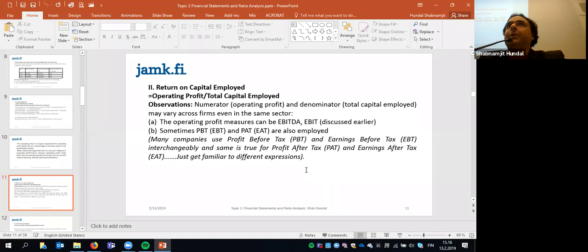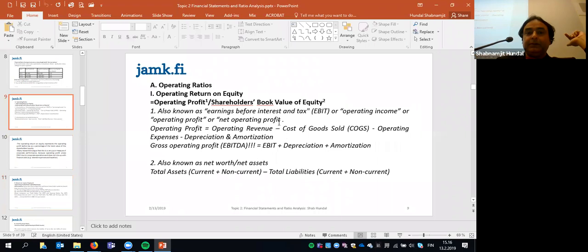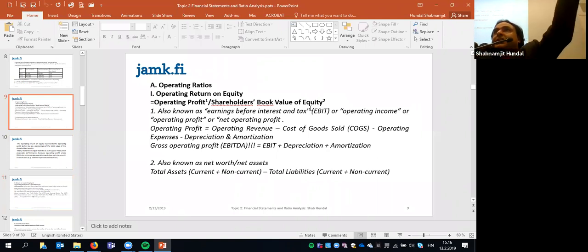Remember, these things are very important. You must understand these things right now. Keep yourself active and awake, because if you miss out these things, it can be a little bit complicated for you to search for them. There are two types of capital. In the previous formula, the denominator was shareholders' capital. It means I'm only dividing the operating profit by those people who invested in the shares.